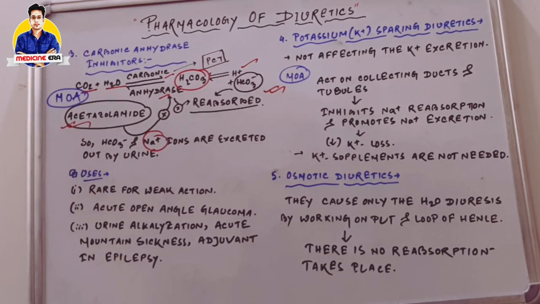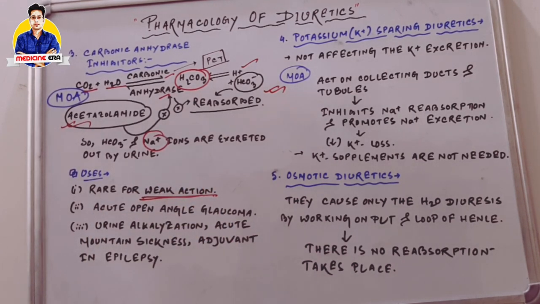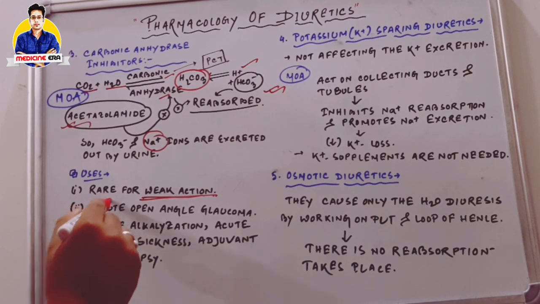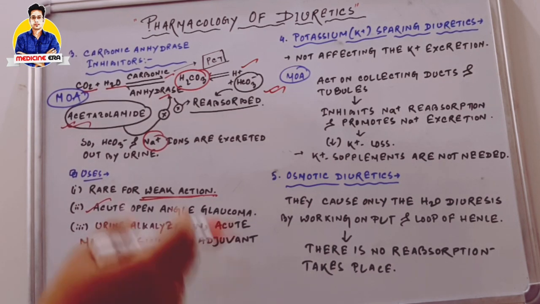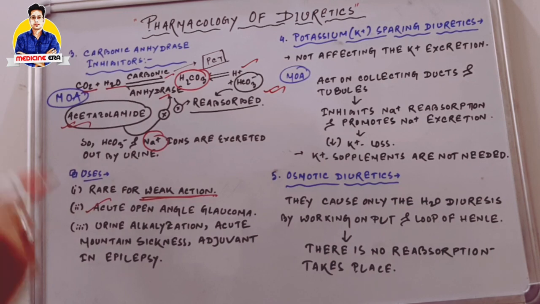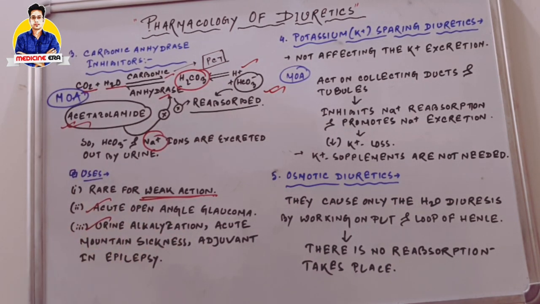They are very rarely used because they are very weak acting. So their use is nowadays very limited. They are also used in acute open angle glaucoma. Glaucoma is a disorder in which fluid accumulates in your eyes. So accumulation of fluid in the eyes is called glaucoma, and in case of glaucoma, this type of carbonic anhydrase inhibitors are also used. In case of urine alkalization, acute mountain sickness, and adjuvant therapy in epilepsy, these diuretics are also used. So these are the main functions of carbonic anhydrase inhibitors.